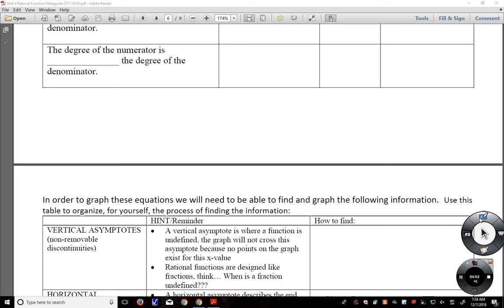So you guys said vertical asymptotes were the things that cut our graphs into branches. We saw this with our reciprocal function. With our reciprocal function, how did we know where the vertical asymptote went?